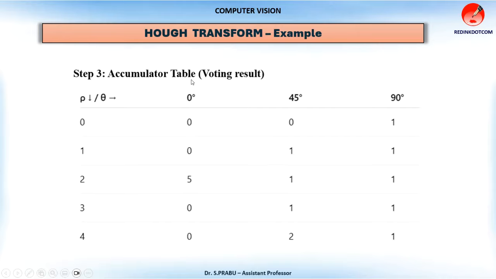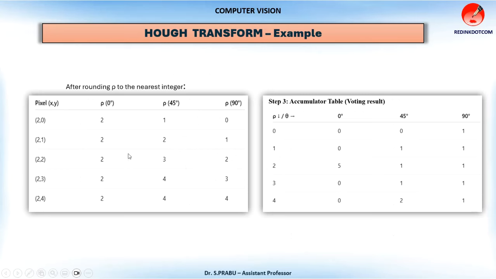The accumulator array is a table that contains how many times a rho value is present for a particular theta value. I explained how this table can be formed from the previous table. This is the previous table. Different rho values are illustrated for corresponding theta values. From these values, I can identify the minimum value as well as the maximum value. So the minimum value here is 0, the maximum value is 4. So I can list the rho values from 0 to 4.